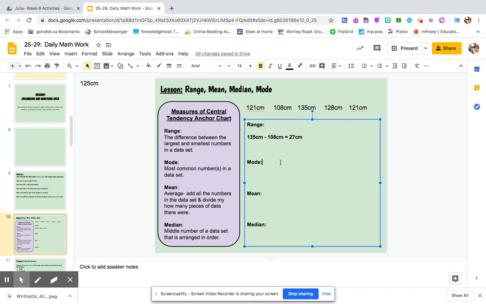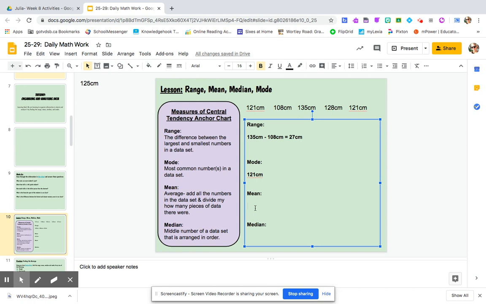Now, moving on to the mode. The mode is the same as the most often. So when I'm doing the mode, I'm just going to look up there and find which number is in my set of data the most often. Now, for that one, I can see there's only 2 numbers that are the same up there. All the other ones are different. So there's only one number that's 108, one number that's 135, one number that's 128, but there's 2 numbers that are 121 centimeters. So our mode, the most often number, is going to be 121 centimeters.